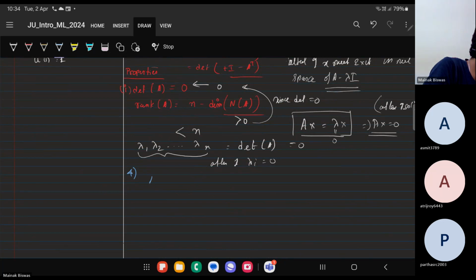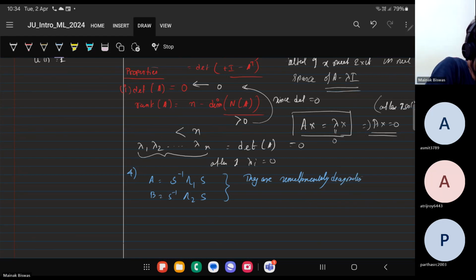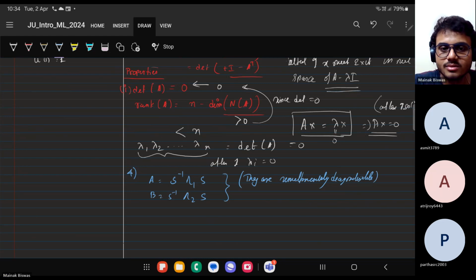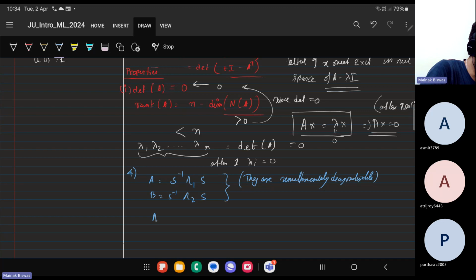Number 4. It is told A is equal to S inverse lambda 1 S. B is equal to S inverse lambda 2 S. They are simultaneously diagonalizable. Right? Did you understand the question? Is this clear? This is a theorem which says that AB equal to BA if and only if they are simultaneously diagonalizable.